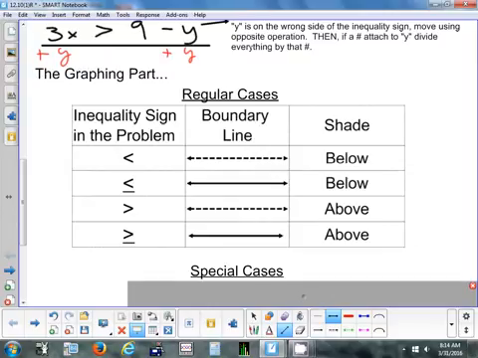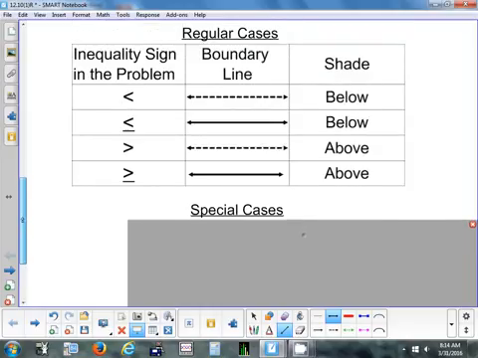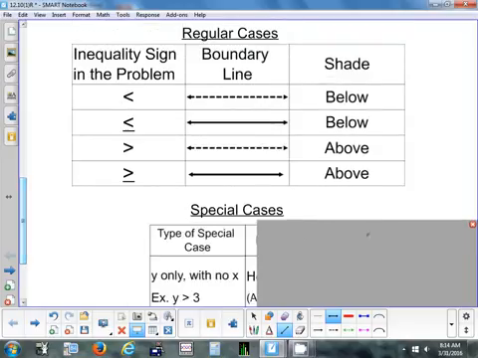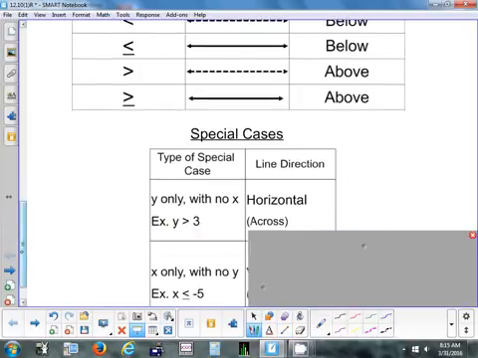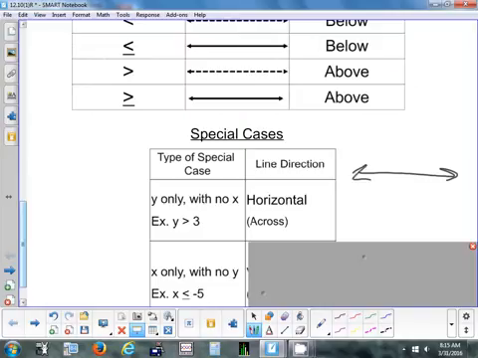Right, and last thing we need to know about graphing is there's two special cases. Okay, these are your special cases. Either you have just a y by itself with no x. Okay, so y greater than 3. Anytime you have a y only, that's a horizontal line. Now, if you have a horizontal line, does shading above or below make sense? Like, in that case, do I have a part that's above that line and a part that's below? Yeah, with a horizontal line, that's fine.